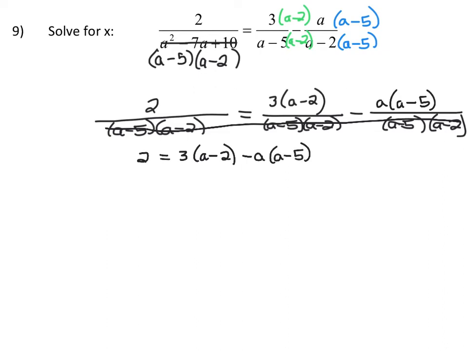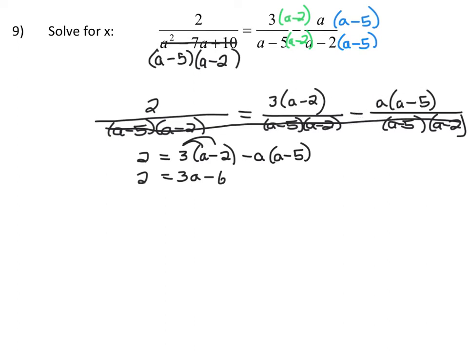Okay, so let's bring down the 2 equals. Now let's distribute. 3 times a is 3a. And 3 times negative 2 is negative 6. Okay, now, this is a negative a. So you have to distribute this negative a to both terms. And if you had done it up here, you would have to think I have a negative a, because there's a minus sign in front of it. Let's distribute a negative a to both terms.